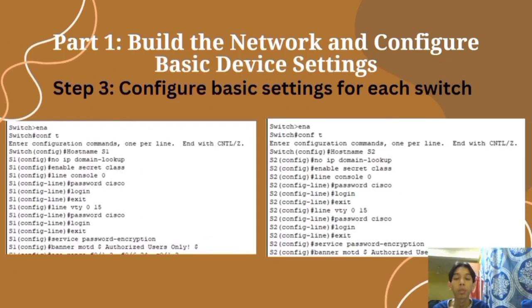For the next step, we configure basic settings for each switch. We put a hostname for both of the switches. For switch 1, we put hostname S1. After that, we put no ip domain-lookup, enable secret class, line console 0, password cisco, login, exit. And then we put line vty 0 15, password cisco, login, exit. And lastly, we put service password-encryption and banner motd.